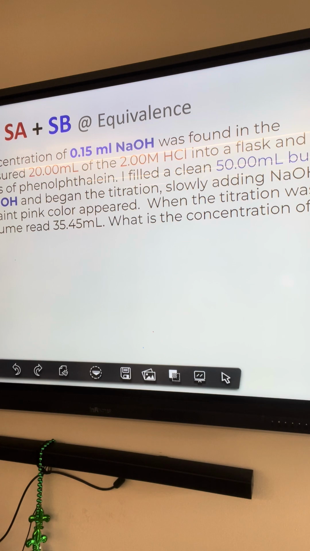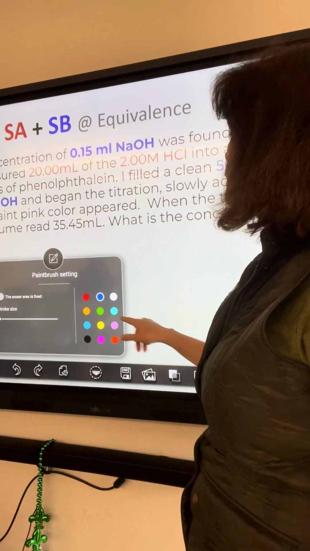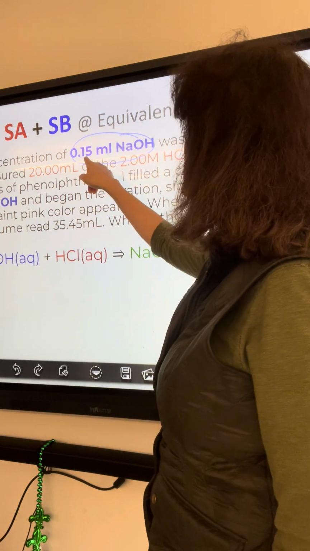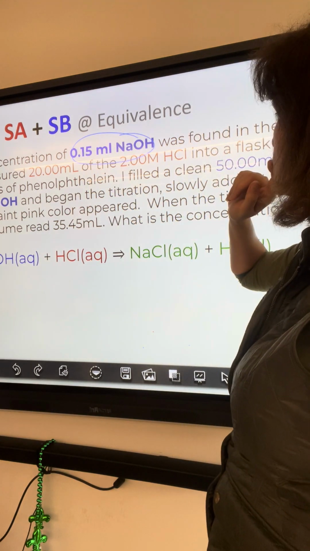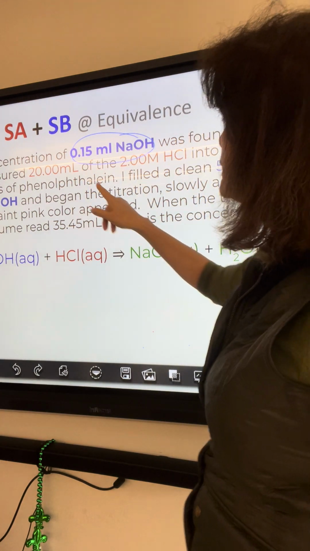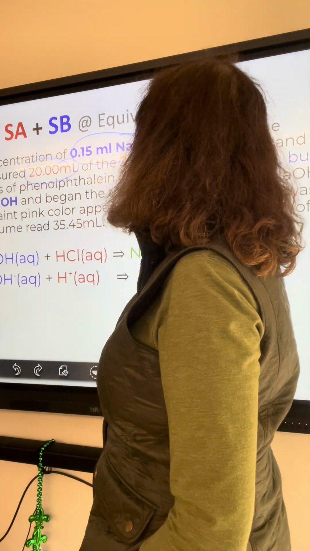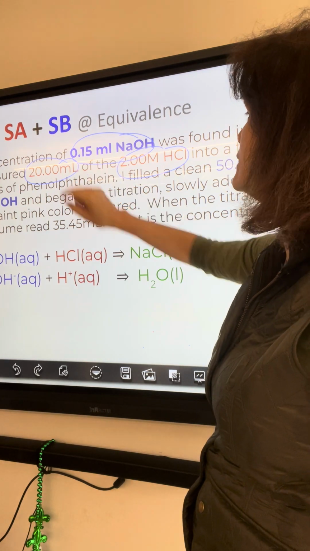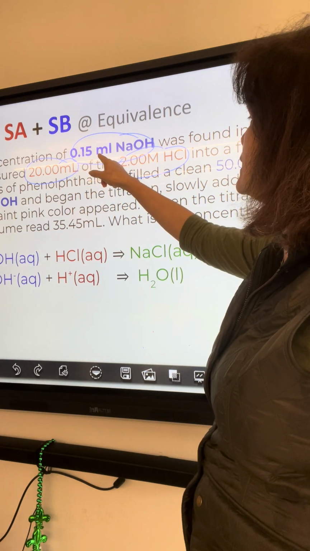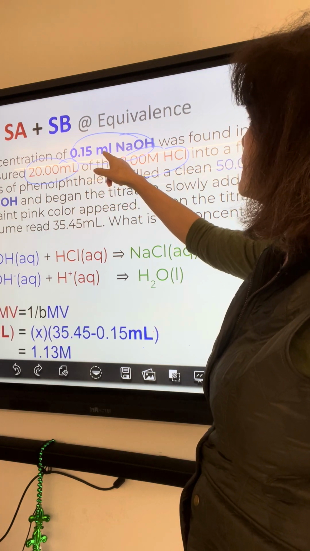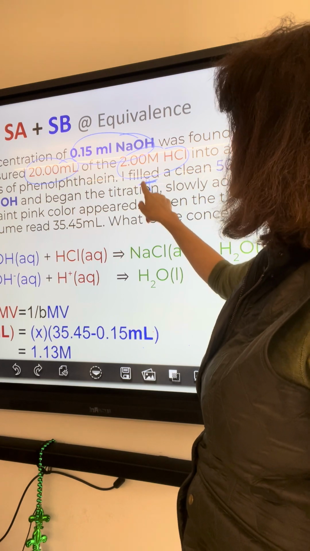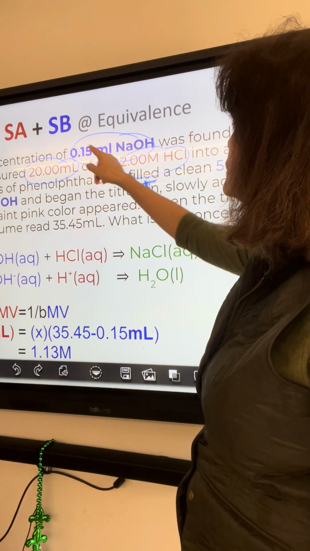So we're not gonna do this one because we've done a lot of these, but if you look at a problem, you have an unknown concentration, you have 0.15 milliliters of sodium hydroxide, and you have 20 milliliters of a 2 molar HCl. That will be your known, right? That will be your titrant. Because you know the concentration and you know the volume, that will be the other volume.